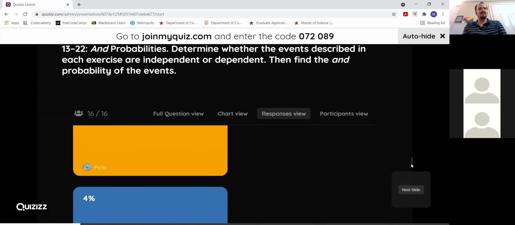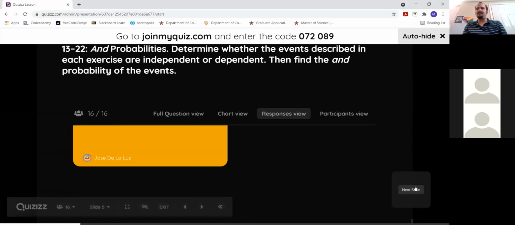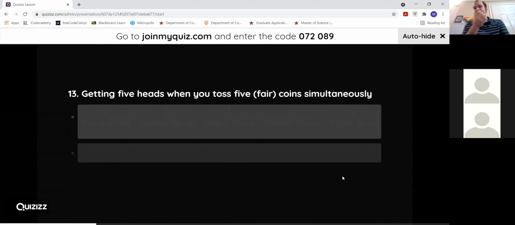1 out of 10? No, 1 out of 2? Is it? No. No. I don't even know what that is as a percentage. I didn't even look. Reduced fractions are preferable.